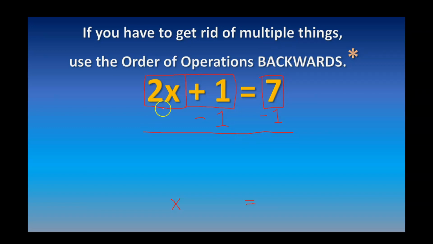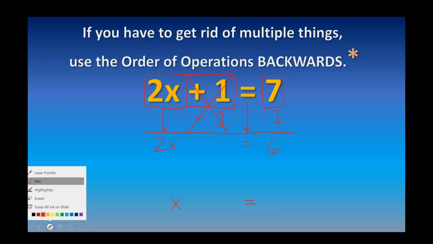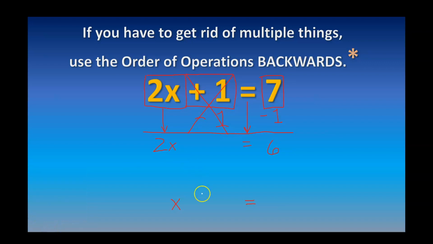There is nothing below the 2x, so it comes straight down without changing. Plus 1 and minus 1 are opposites, so they blow up. They no longer exist. The equal sign is always there for us. It does not move. And we have 7 minus 1, which is 6. Now we have a two-step problem reduced by a step. We're down to one step, which is what we've been doing for the last few weeks.